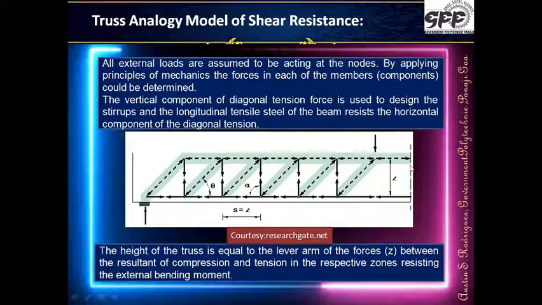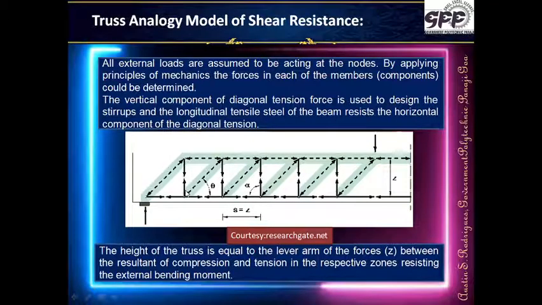And whenever we have a truss like this, we know that the angle is 45 degrees. By using the principles of mechanics, this truss can be solved. All the components can be solved. The vertical component of the diagonal tension is used to design the stirrups, and the longitudinal tensile steel resists the horizontal component of the diagonal tension. So wherever there is diagonal tension developed, the stirrups take the vertical component, and the horizontal component is taken care of by the longitudinal steel. Now these are in compression, as I have discussed earlier.